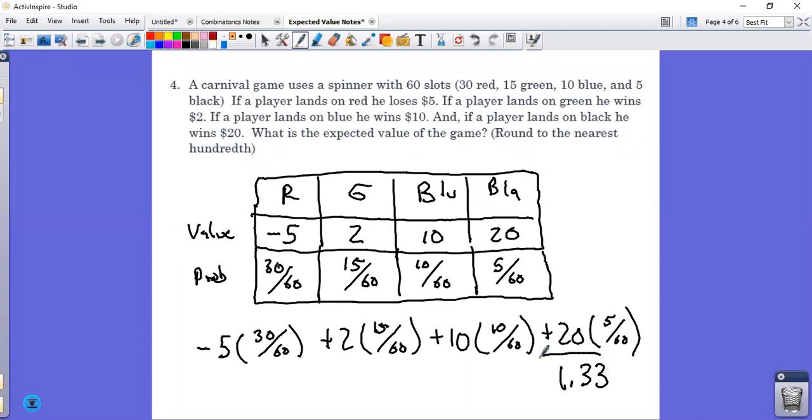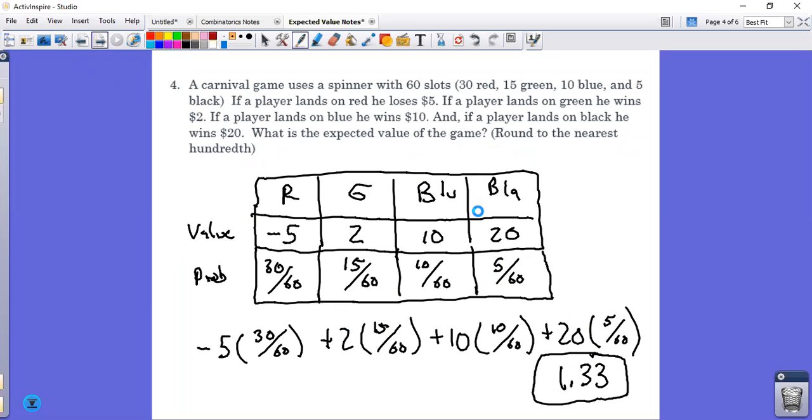So this has an expected value of 1.33. So if you think about this as a game, this is a good game to play because you're expected to win more than you lose. You're expected to win $1.33 every time you play it. If this was a negative value, that would be expected to lose. So that's it. That's expected value.